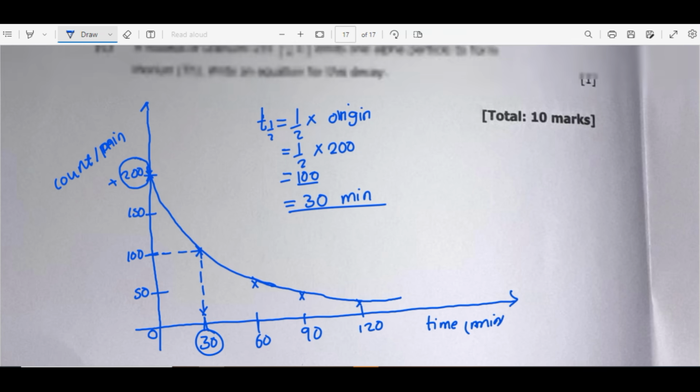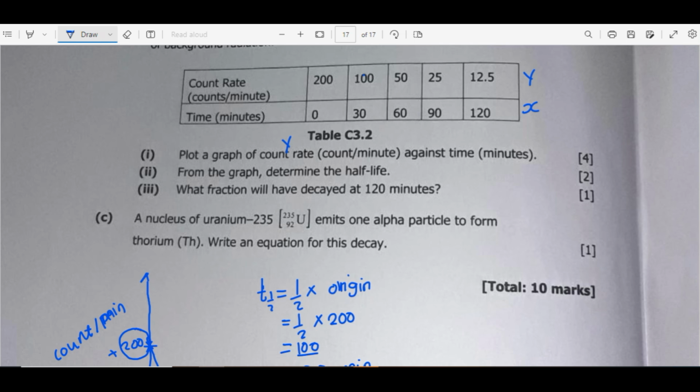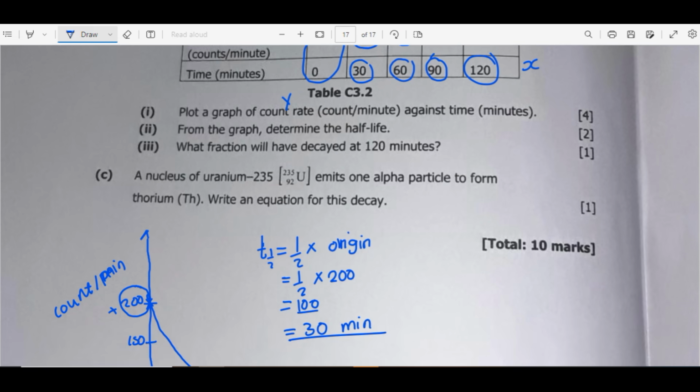And it's making sense if we go back to this. Here, it's before any decay. After 30 minutes, half decayed, we have 100. After another 30 minutes, half of 100 decayed, 50 remained. After another 30 minutes, half decayed, 25. After another 30 minutes, half decayed. We get now 12.5.